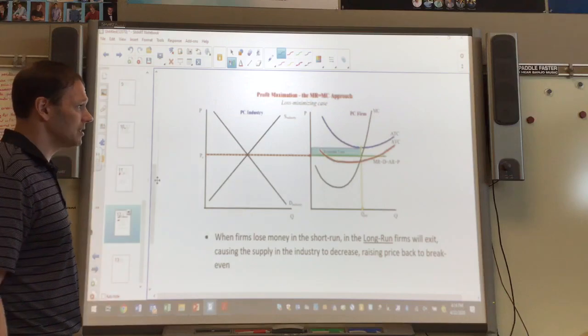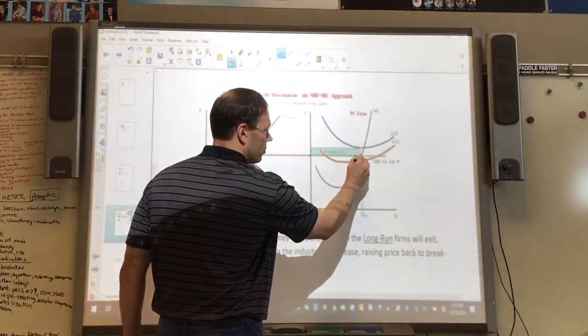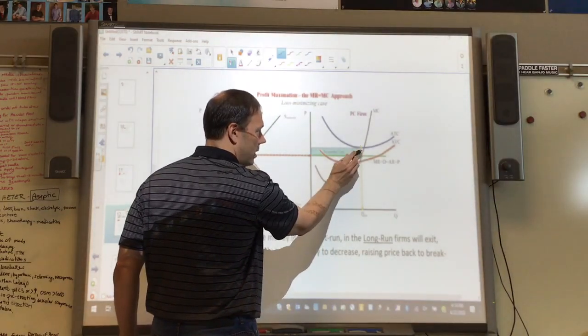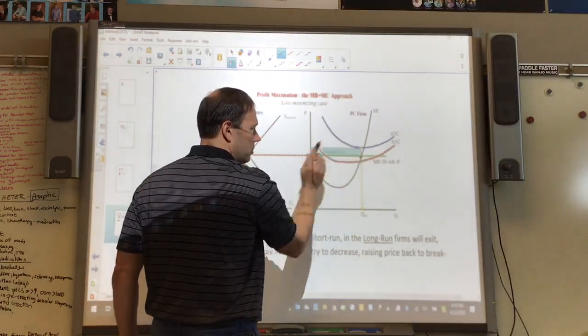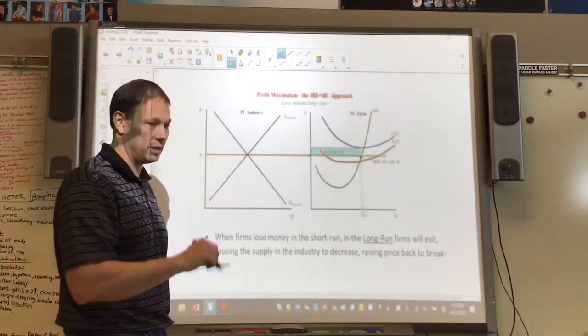Down here, this is a loss minimizing situation. Now, how do we know it's loss minimizing? Well, remember, here's where MR equals MC, and look at where this price is. It's between the 2 curves. It's between ATC and AVC. If it's between the 2, you're losing money, but you stay in the game.